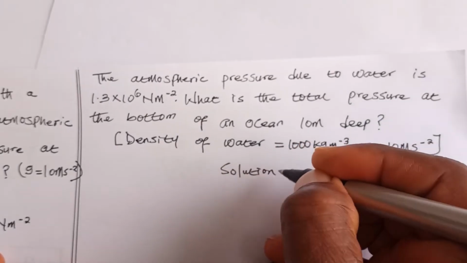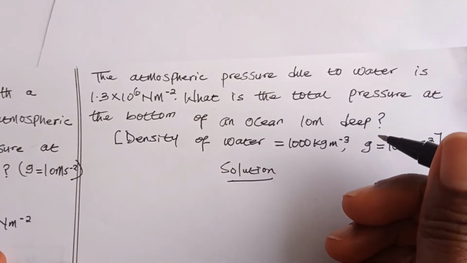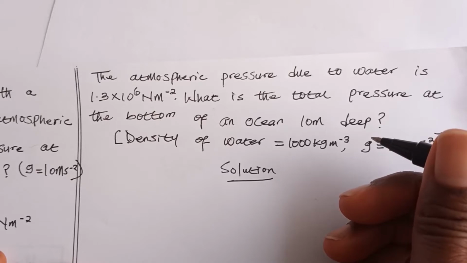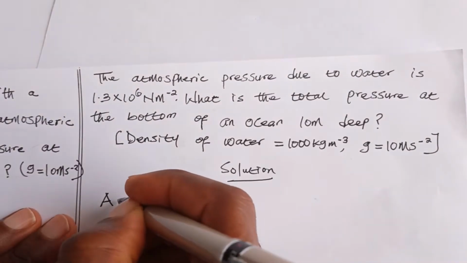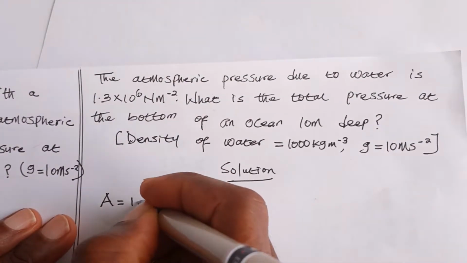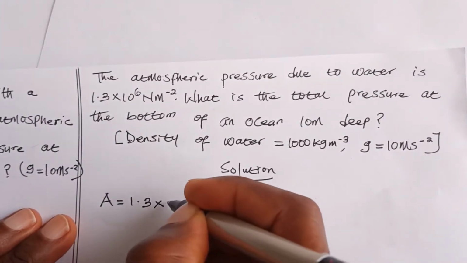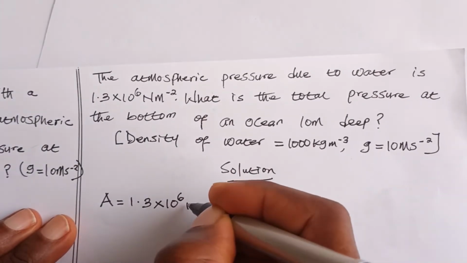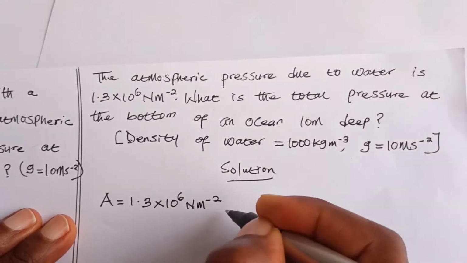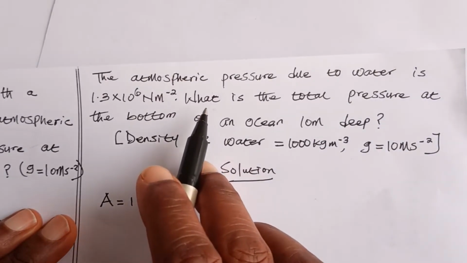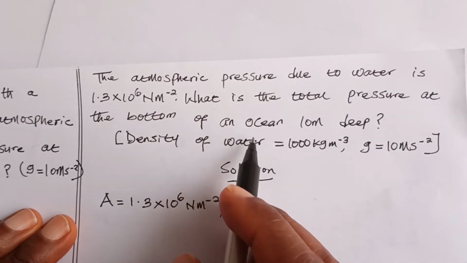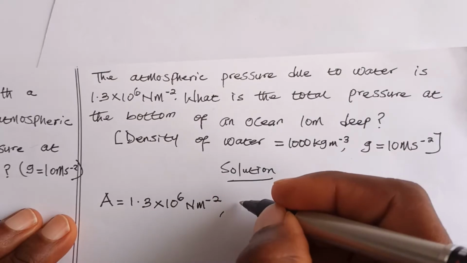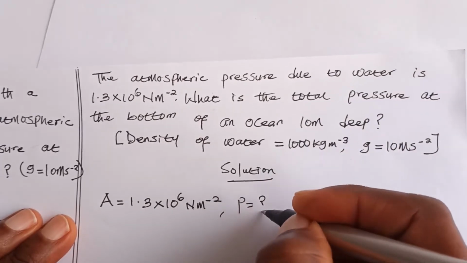the atmospheric pressure due to water is 1.3 times 10 raised to the power 6 Newton per meter square. Of course, we know that will be your atmospheric pressure, and that is 1.3 times 10 raised to the power 6 Newton per meter square. All right. So the question says, what is the total pressure at the bottom of an ocean 10 meters deep? So we are looking for the pressure. So don't forget that. Looking for the pressure.